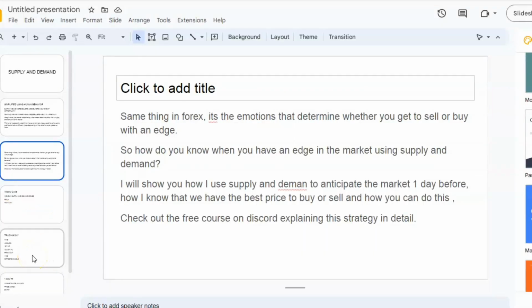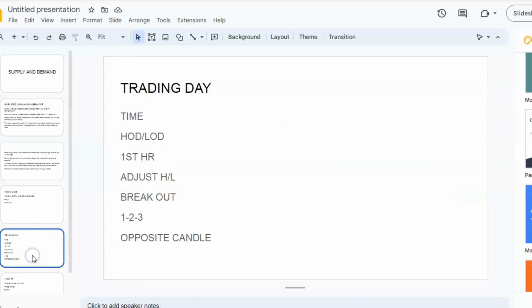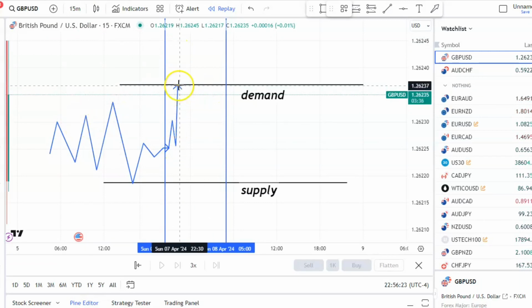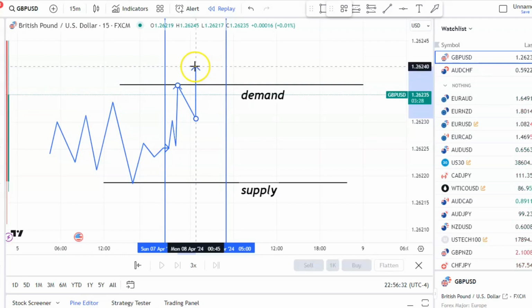And now the next step, and here is the process. I will link this document below the video so that you can download it. After we have adjusted the high or the low accordingly, we wait for a breakout. A breakout is when price is coming back to the demand zone, and it needs to break out with one candle. So it's a one candle breakout like that.